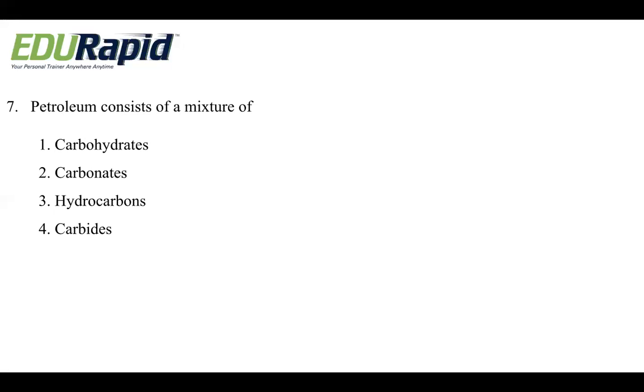Petroleum consists of a mixture of, right? We have an idea of petroleum. So it consists of a mixture of carbohydrates, carbonates, hydrocarbons, or carbides. So what does it consist of? So any idea about it? So it is a mixture of carbohydrates, carbonates, hydrocarbons, or carbides.